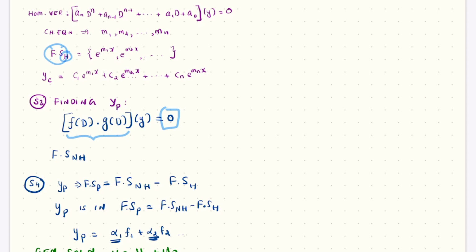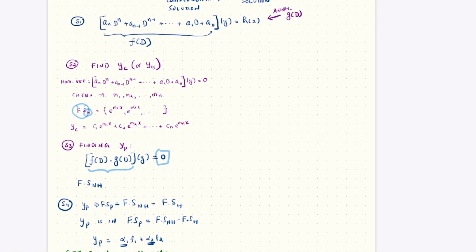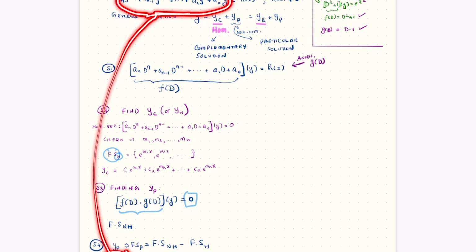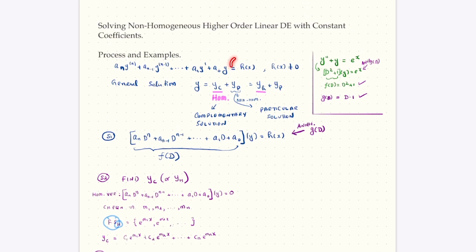One thing I want to quickly emphasize before I solve the problem, the way that we find the alpha 1 and alpha 2, is that this yp is a particular solution. That means when you plug this yp into this original differential equation, it's going to give you this h of x.